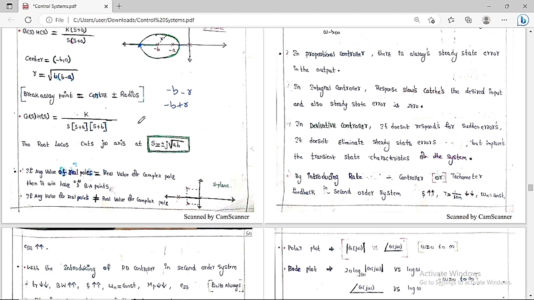Then the root locus is going to cut the j omega axis at a particular point, which is s equal to plus or minus j into under root over ab. So this is a shortcut formula. So what is the actual procedure?